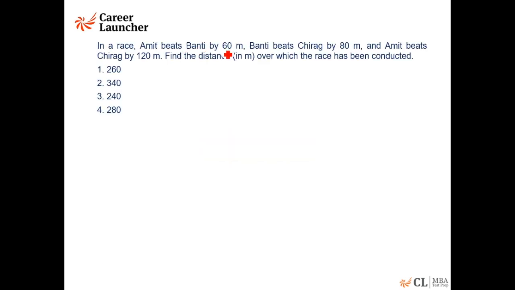In a race, Amit beats Bunty by 60 meters, Bunty beats Chirag by 80 meters, Amit beats Chirag by 120 meters. Find the distance over which the race has been conducted. If I assume the race distance to be x meters, typically most students will create an equation by saying if Amit does x meters, Bunty will do x minus 60 meters and Chirag will do x minus 120 meters, right? But Bunty beats Chirag by 80 meters. That means when Bunty does x meters, Chirag will do x minus 80 meters.